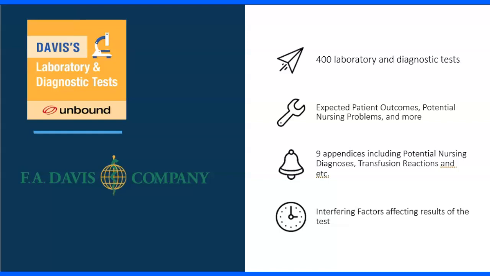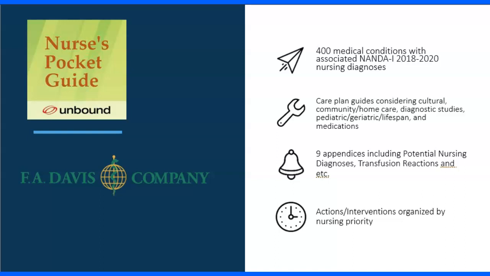Davis's Laboratory and Diagnostic Tests, as mentioned, it provides information on what labs we would be doing, what diagnostic tests we would see, factors that may influence the results that we may see, and then also what are some potential patient outcomes, nursing problems, and what treatments may be possible with that. Nurse's Pocket Guide, as previously mentioned, it provides NANDA nursing diagnoses, and it also actually assists with care plans.